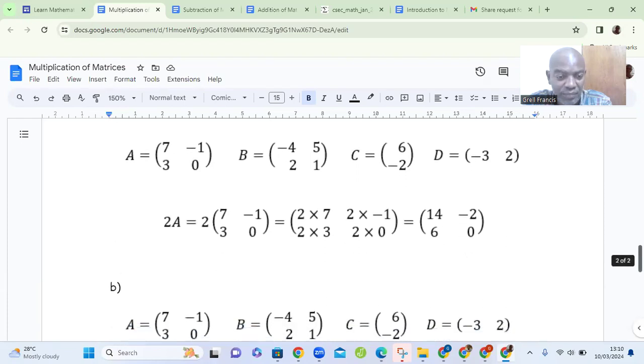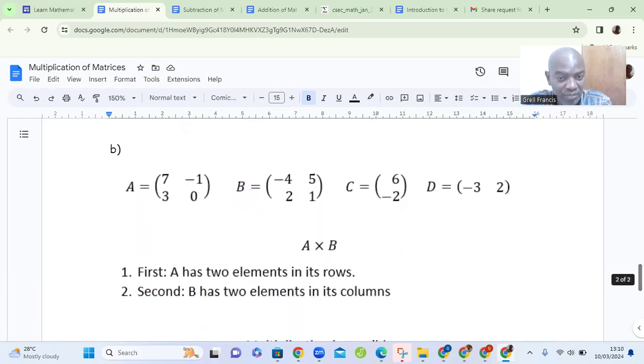Scalar multiplication is different from matrix multiplication. Here you have an example of multiplying A by B. Is A by B possible? If you take the first approach, we look at the elements in the row of the first, 1, 2, and the elements in the column of the second, 1, 2. So multiplication is possible. If you take the column-row method, you count the columns in the first matrix, 1, 2 columns, and the rows in the second, 1, 2 rows, so multiplication is possible.